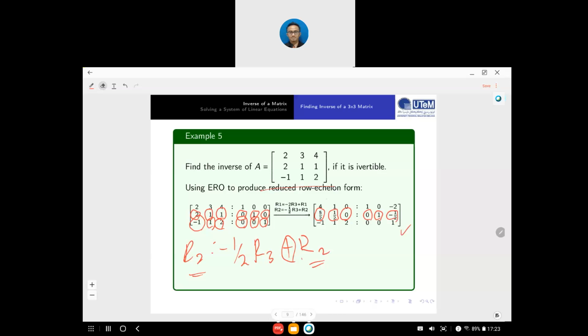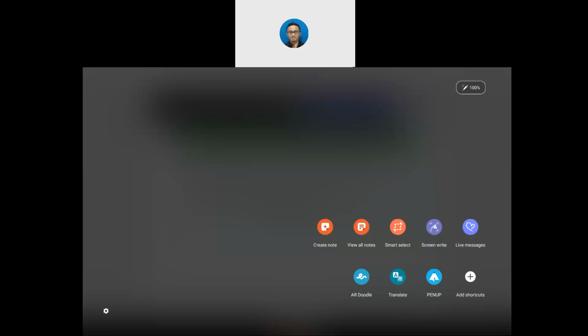Now, since you already get this answer, next, our aim is to make this entry 0. So remember, when you want to make this entry 0, you must use row. What happened?